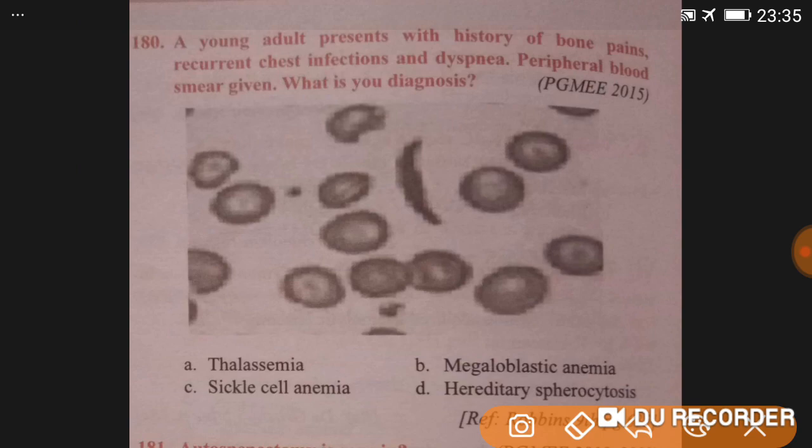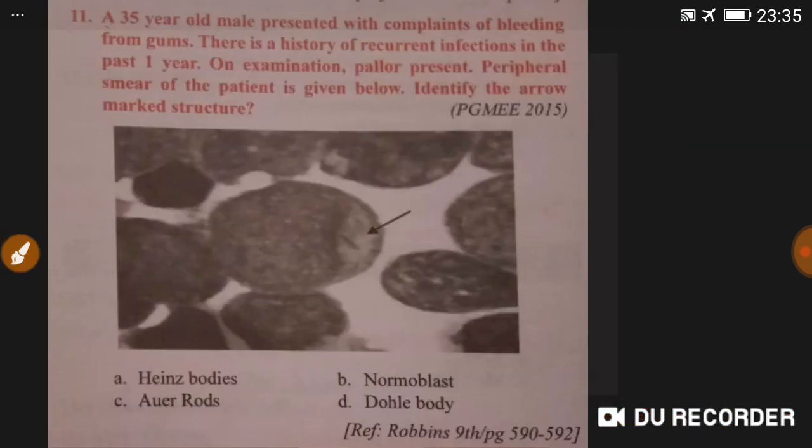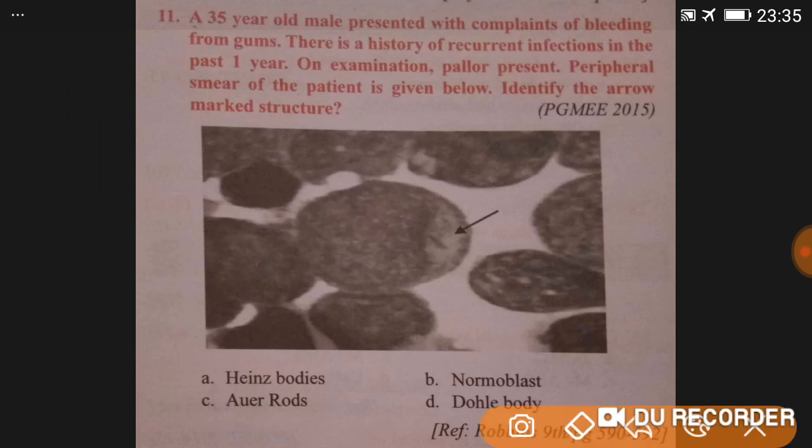A young adult presents with a history of bone pain, recurrent chest pain, chest infection and dyspnea. Peripheral blood smear. What is your diagnosis here? See guys carefully, this is sickle cell anemia.